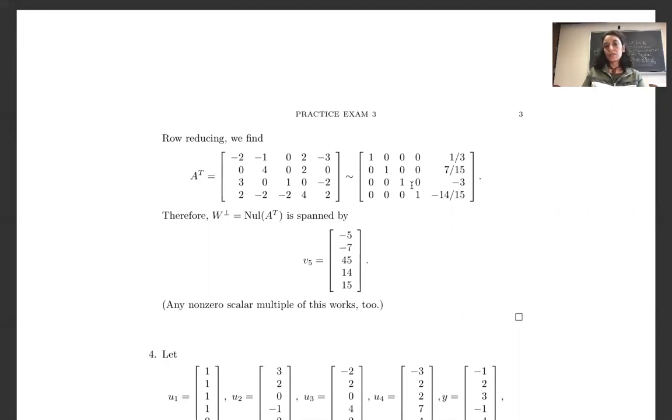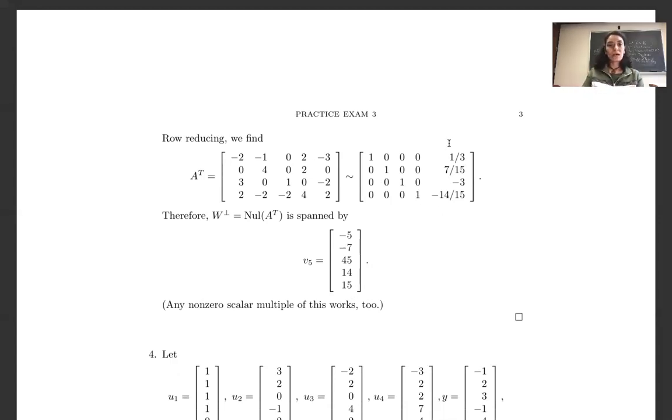So here, what can you say? Basic, basic, basic, basic. These are all basic variables. And this last one will be the free variable. So you have only one free variable. What can you do now? Now you write the simplified system, x1, x2, x3, x4, x5. So x1 plus 1 over 3 x5 equals 0, and x2 plus 7 over 15 x5 equals 0. I'm just writing with respect to each row.